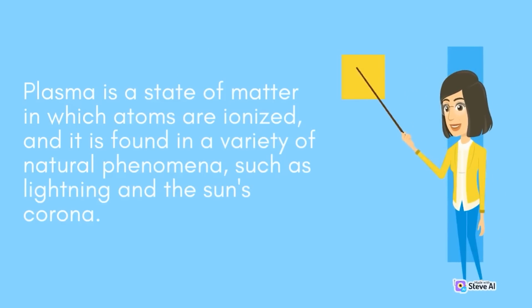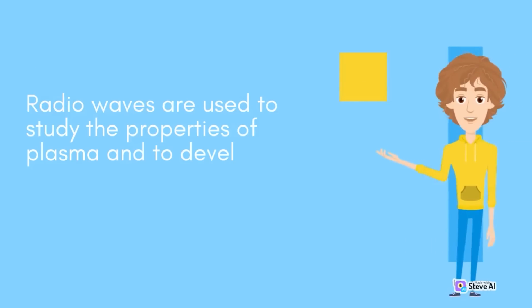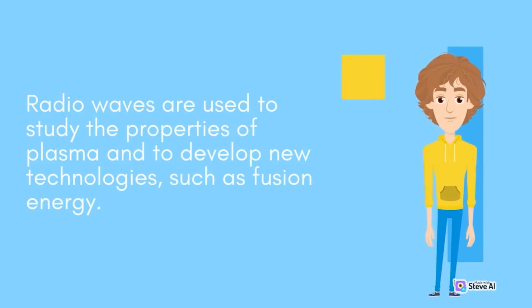Plasma is a state of matter in which atoms are ionized, and it is found in a variety of natural phenomena, such as lightning and the sun's corona. Radio waves are used to study the properties of plasma and to develop new technologies, such as fusion energy.